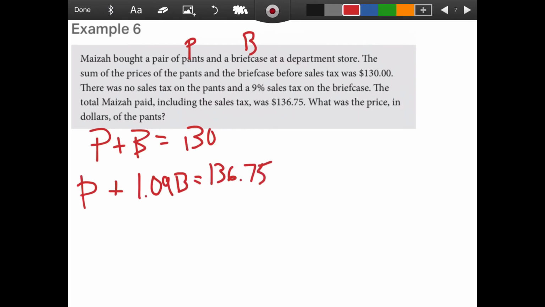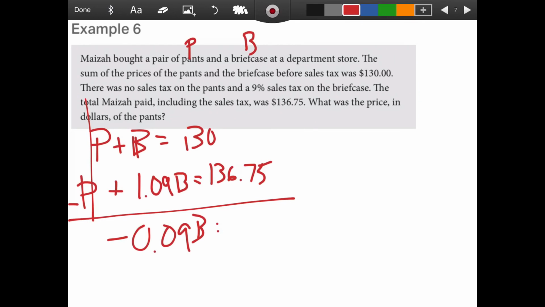Now, what we want to do, see how before sometimes it's helpful to use substitution in the other one. I thought that was the best way, but now just looking at it, when I stack these problems, both of these have P, so I can just subtract these. What I'm going to get is, P minus P is 0, so these are going to cancel. 1B minus 1.09B, that's going to be negative.